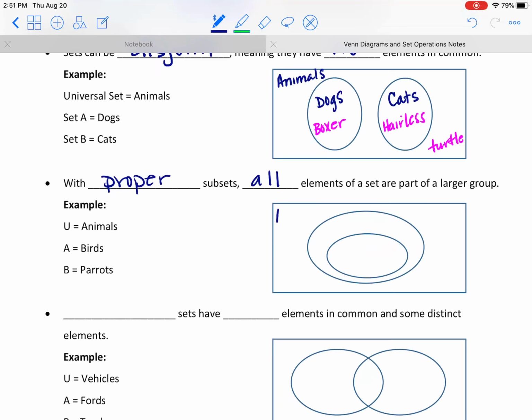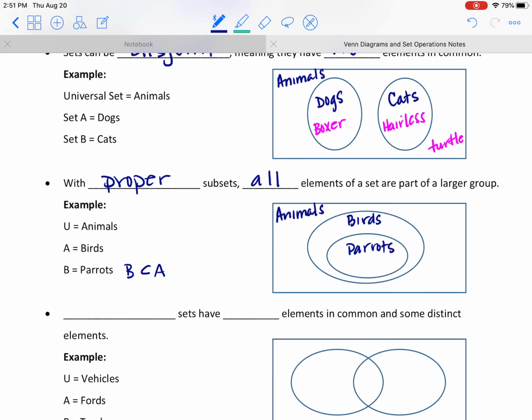So our universal set is still all of the animals in the world. They're going to go in the box. And then we have set A as birds, all of the birds in the world. And then B would be parrots. Okay, so what's happening is the birds would be here, and the parrots would be here. Where the parrots, set B, is a proper subset of set A. That means all parrots are birds. So all parrots go in the bird circle.